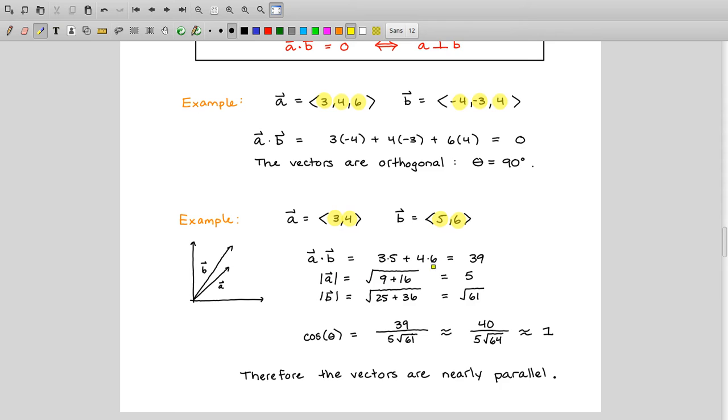And just to be a little more interesting, we can play around with this a little bit more. We get 39. What's the magnitude of A? We can plug that in and see that it's 5. What's the magnitude of B? We can plug in the magnitude formula and get the square root of 61.